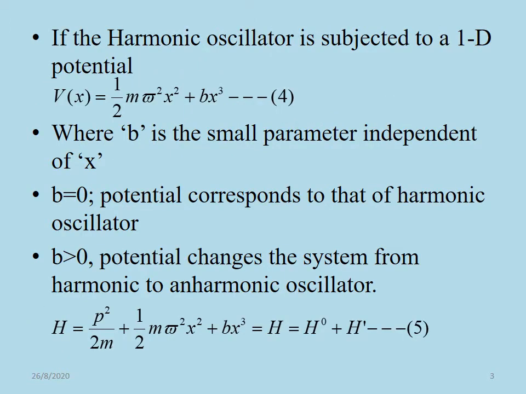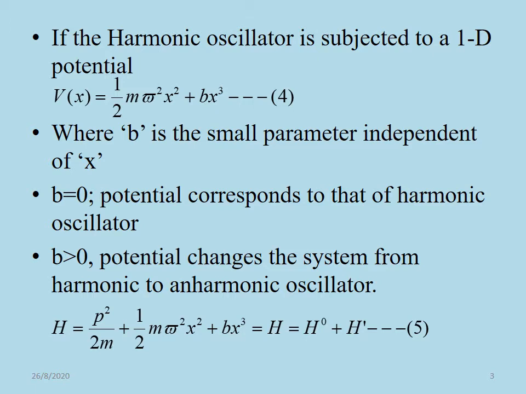If this harmonic oscillator is subject to the one-dimensional potential, then there is a term bx cube added in addition to half m omega squared x squared. So here b is a small parameter independent of x. If b is equal to 0, then it is considered as a harmonic oscillator. If b is greater than 0, then this potential makes the system from harmonic oscillator into anharmonic oscillator.